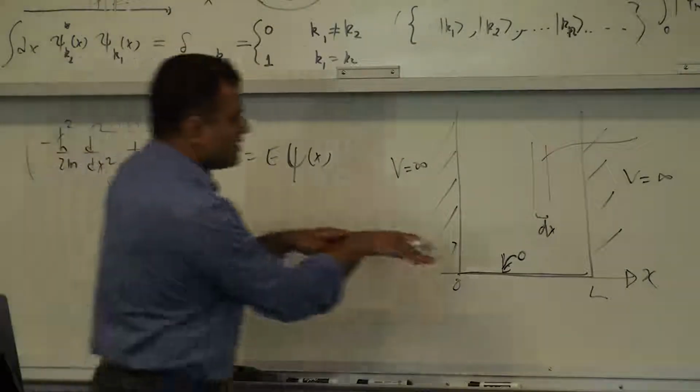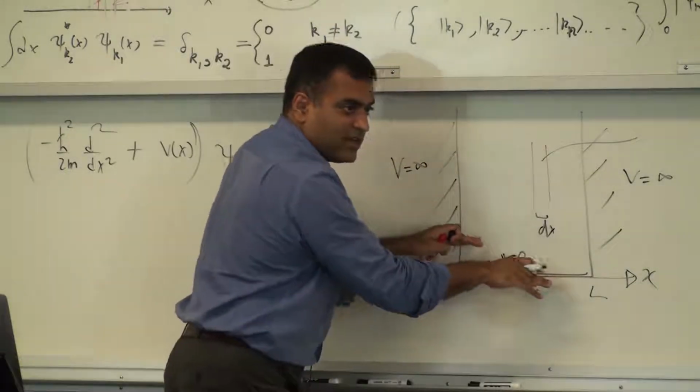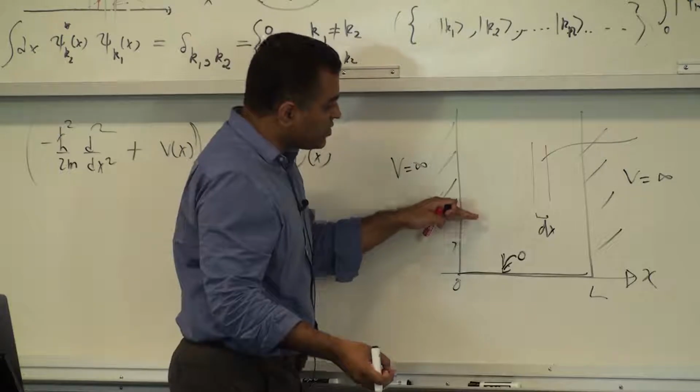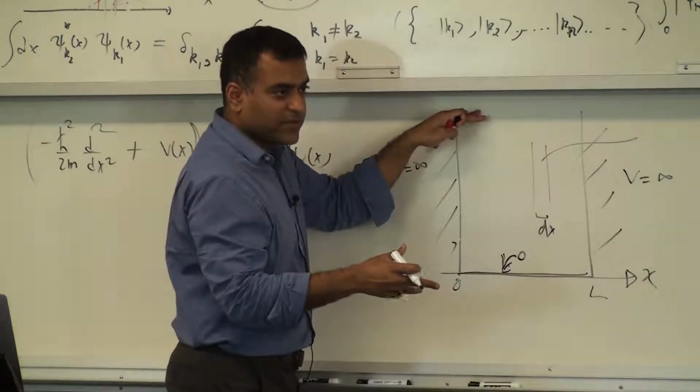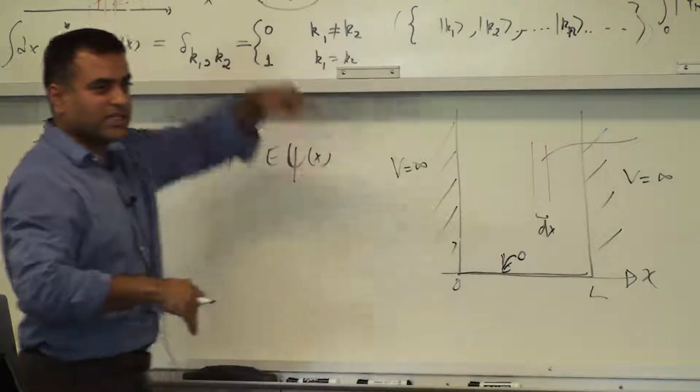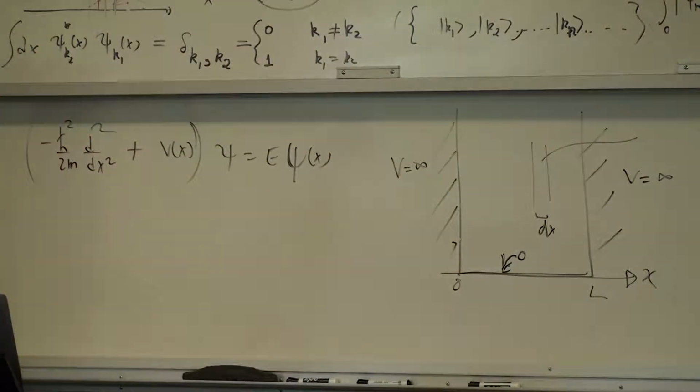The lower the energy state you are in, the further different it looks from the classical picture. But as you go to higher and higher states, it looks similar to classical mechanics. So excited states will look similar to classical mechanics. Ground states will look very different from classical mechanics.